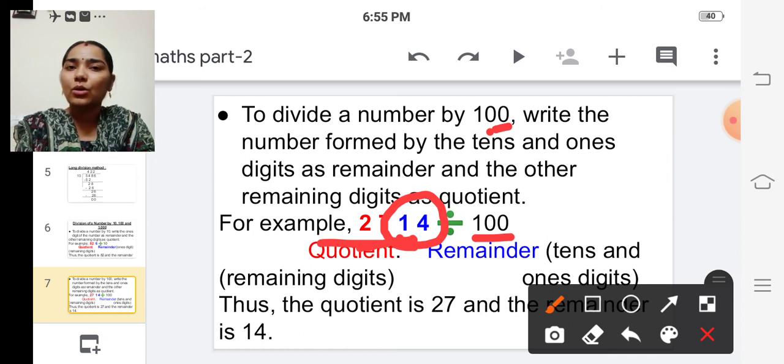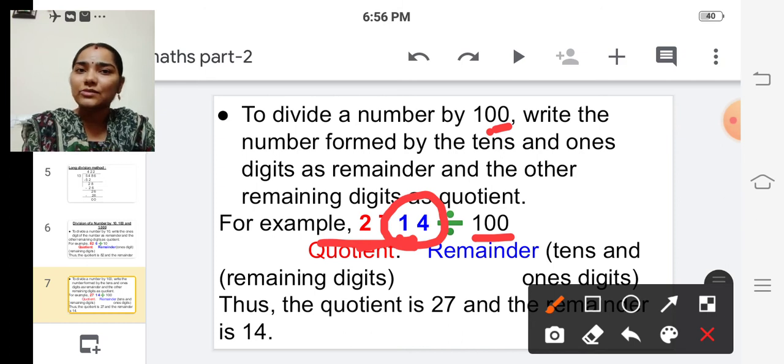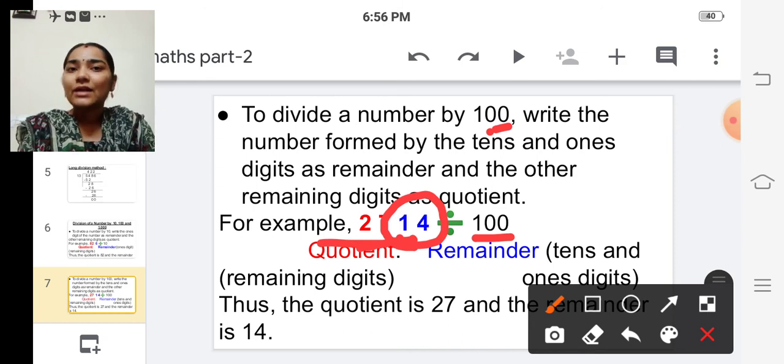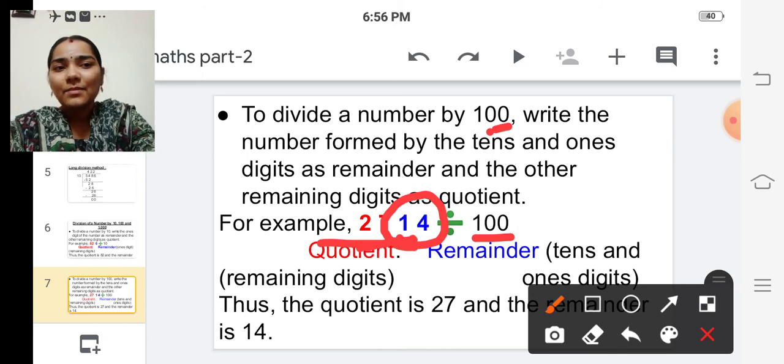So imagine the divisor is 1000. Think and tell me the answer. If the divisor is 10, then the ones digit will be the remainder. If the divisor is 100, then the tens and ones digits will be the remainder. If the divisor is 1000, then what will be the remainder? So we have to add the next digit also, from the hundreds digit.